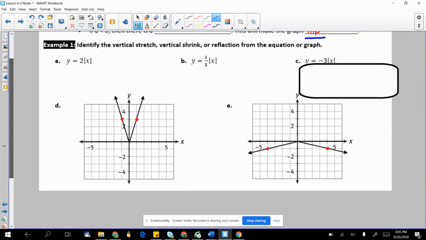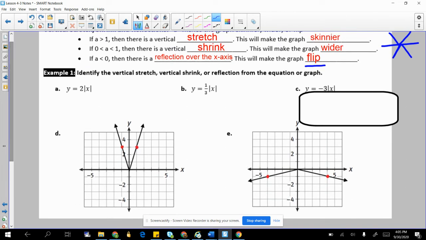Let's keep moving. So in this part here, and you may want to look at these notes, it says identify the vertical stretch, vertical shrink, or reflection from the equation of the graph. In this case, we have a 2 out front. So that right there is going to be a vertical stretch, because it's a whole number greater than 1. And you also need to say by what factor. So we're going to say a vertical stretch of 2.